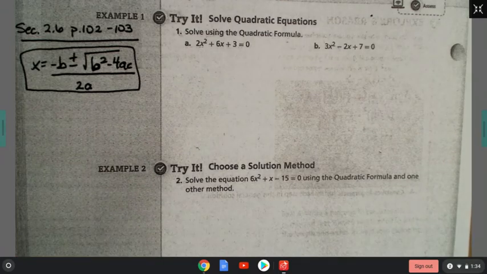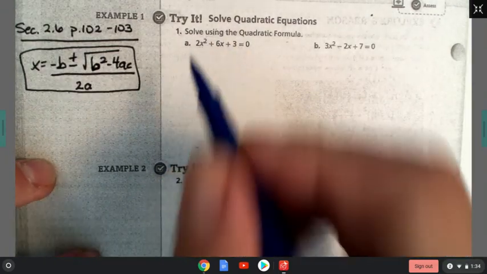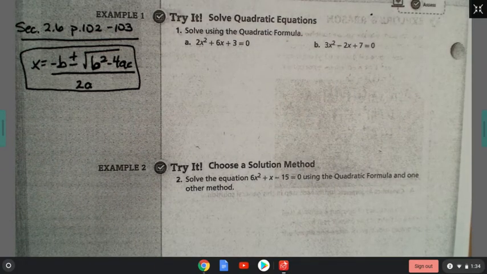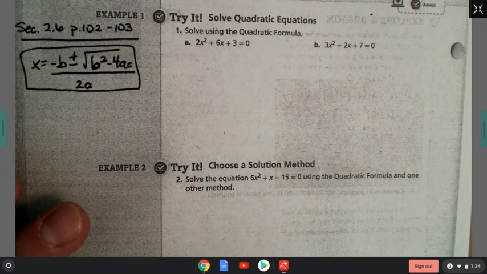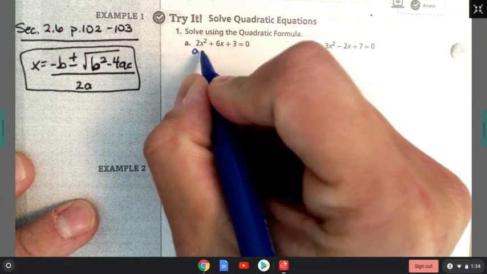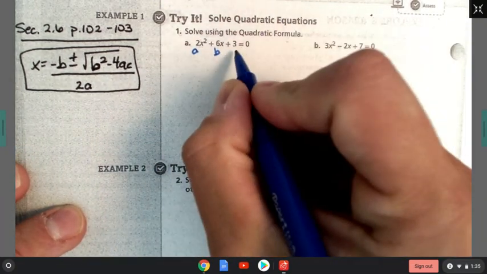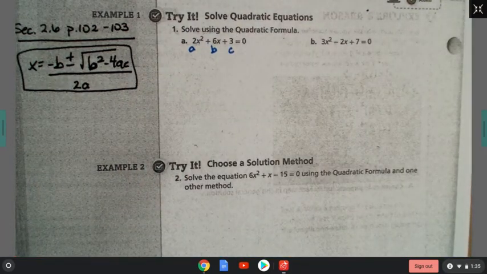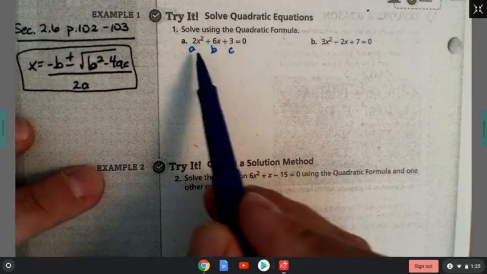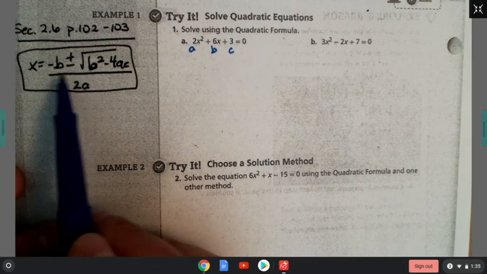All right. So the first thing we're going to do, this is a quadratic because it has a square. Okay, so what we need to do is we need to pick out what A, B, and C are. Now, A is always in front of the x squared, B is always in front of just the x, and C is always just the constant.